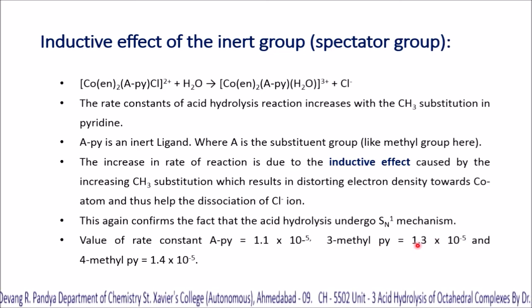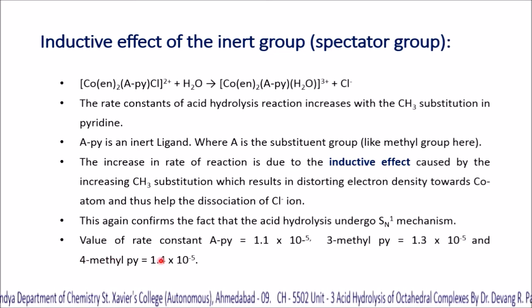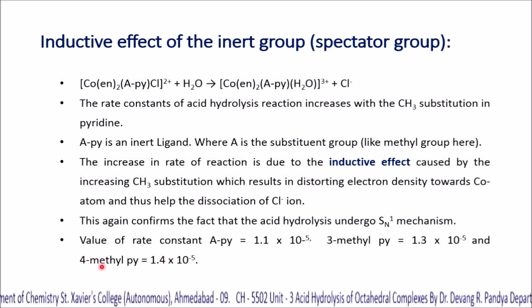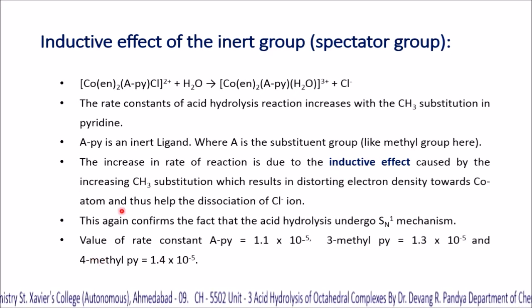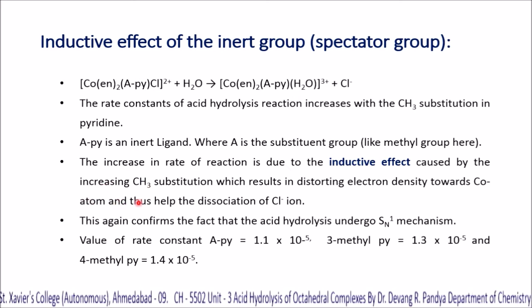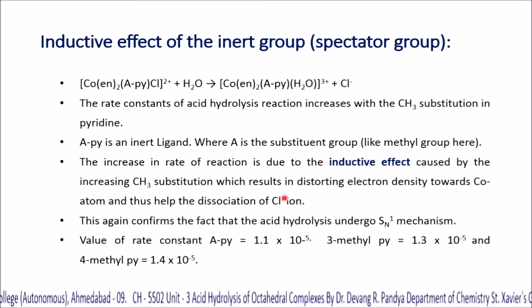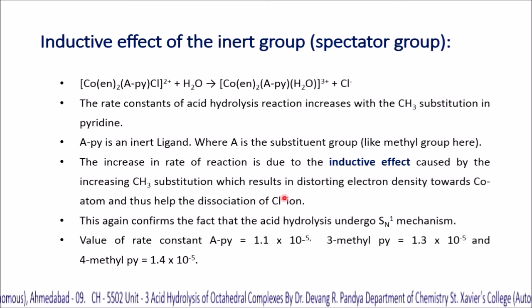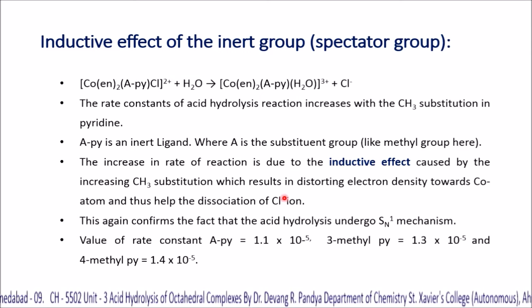That means the rate of reaction increased. And if a 4-methyl group is there with pyridine, you can see it increase again. So the more the substituent group, because of its inductive effect, the electron density reaches the cobalt, and the cobalt-chloride bond becomes more labile. The length between metal and chloride increases, the bond becomes weak, and ligand substitution of chlorine becomes more effective.